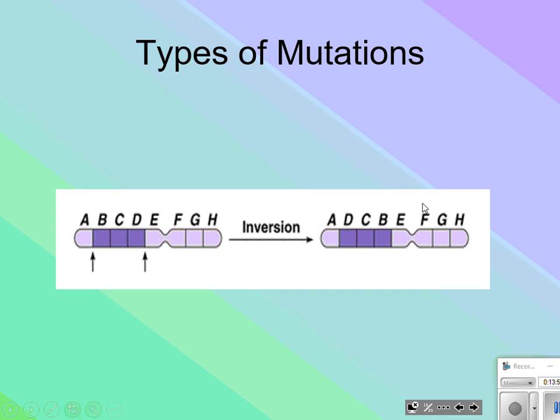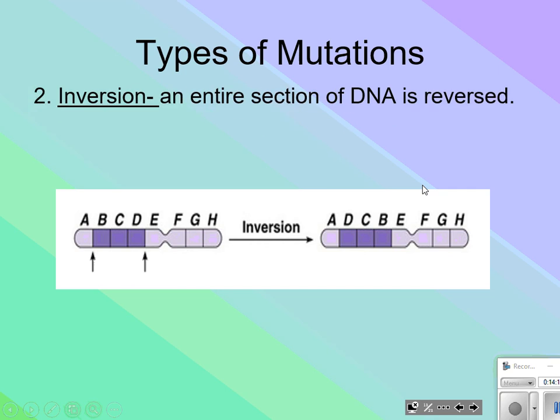Look at this one. What's happened there? The ABCD is now ADCB. So it's flopped. We call that inversion. The entire section of DNA has been reversed.